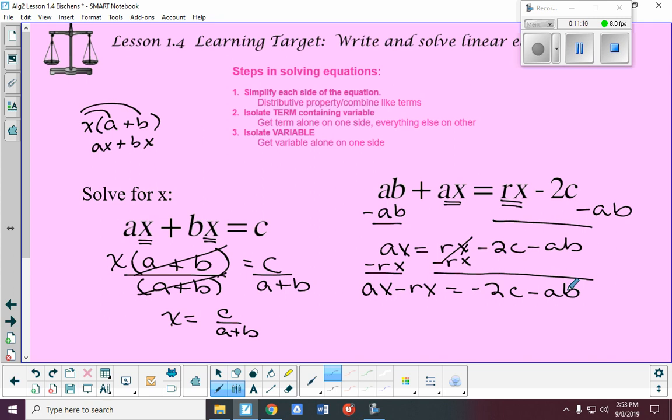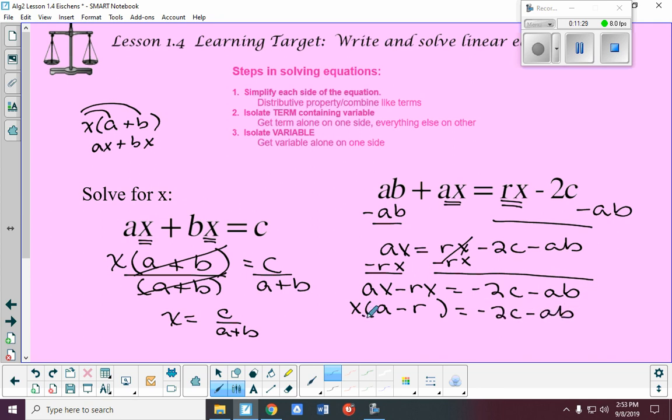So now you have an x in both terms, so we have to factor it out. If we take an x out of the first term, you would have an a. If we factor out an x here, you would have an r, minus r. And that equals minus 2c minus ab.